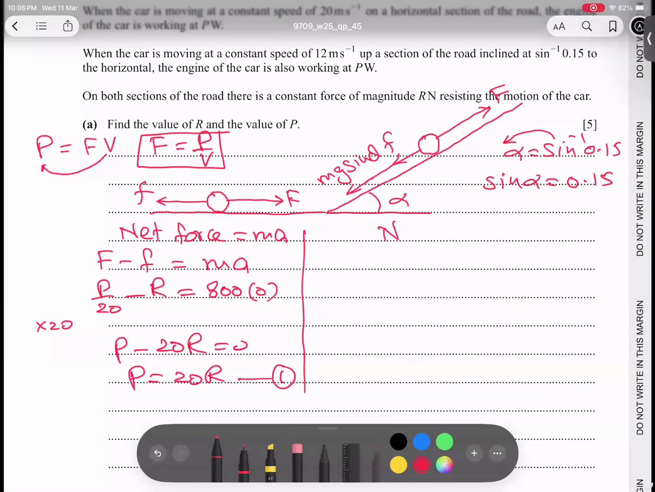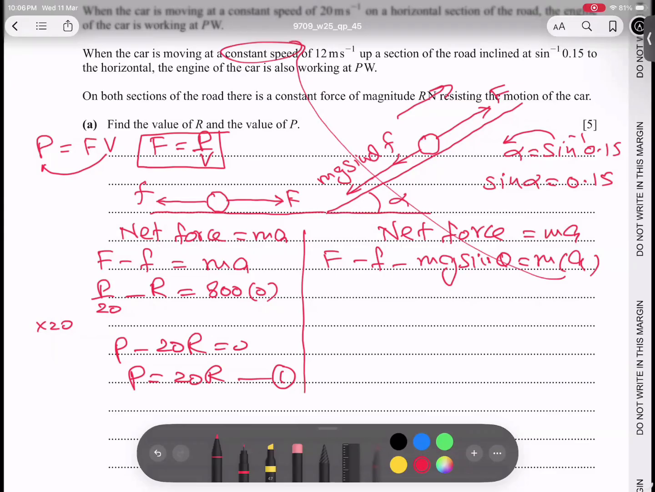Same formula, same way I will go for the inclined plane: net force equals MA. Because the system is moving upwards, I'll start from there. Capital F minus friction force minus mg sine theta is equal to MA. But again, because of constant speed, clearly mentioned, acceleration is naturally 0. The force is replaced by P over V, and V for the inclined plane is 12. So I'm writing here P over 12. Friction force is represented by capital R. Mass is 800, gravity is 10, and sine theta is replaced by 0.15, equal to 0.